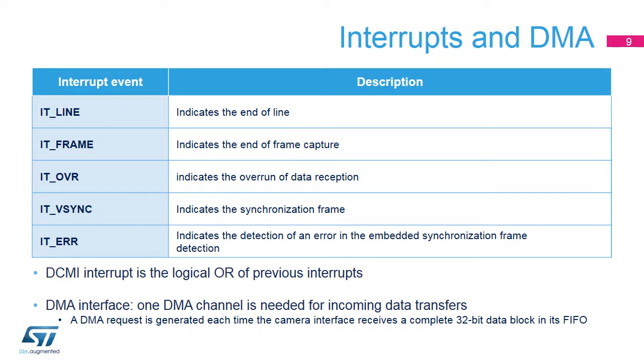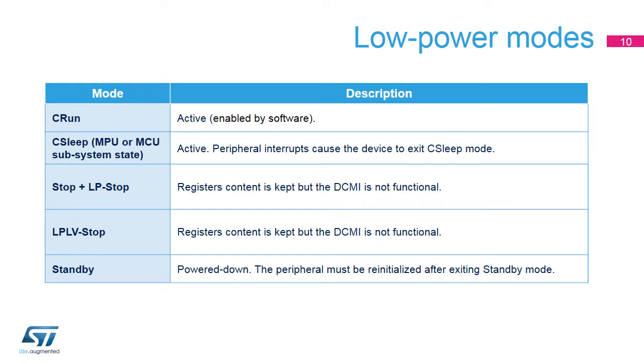5 interrupts are generated. All interrupts are maskable by software. The global interrupt is the OR of all single interrupts. The DMA interface is active when capture mode is enabled. A DMA request is generated each time the camera interface receives a complete 32-bit data block in its FIFO. For DMA channels available to DCMI, please refer to the DMA section in the STM32H7 reference manual. Here is an overview of the status of the DCMI module in each of the low power modes. DCMI operations are not possible when the device is in stop or standby mode.